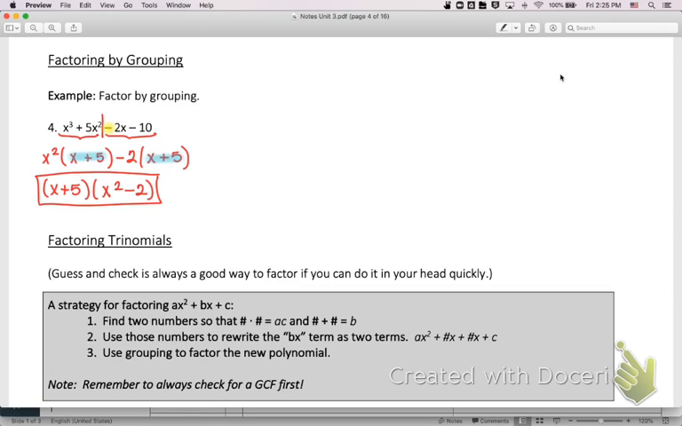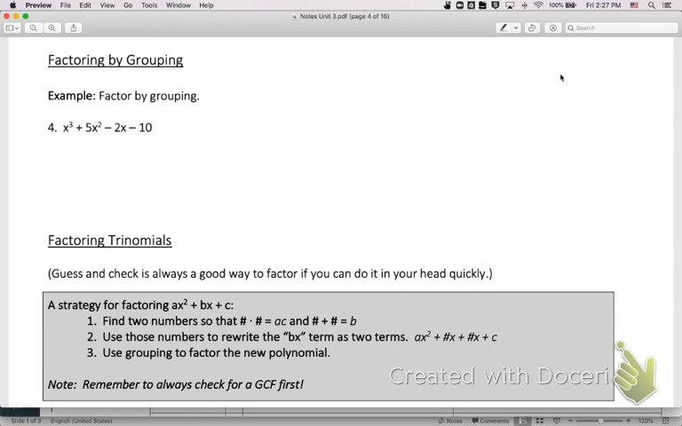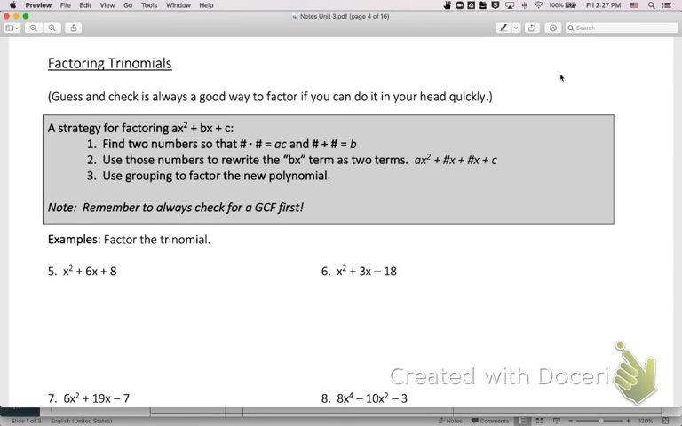So factor by grouping means split it into 2 groups. Typically you're going to split it evenly, but not always. And that is how you're going to figure that out. The last thing today is to review factoring our trinomials.